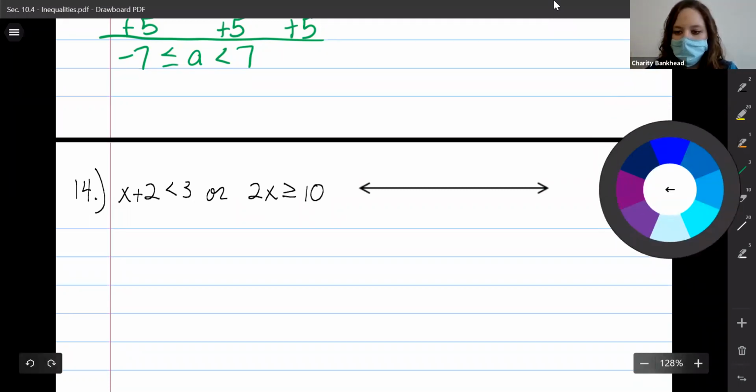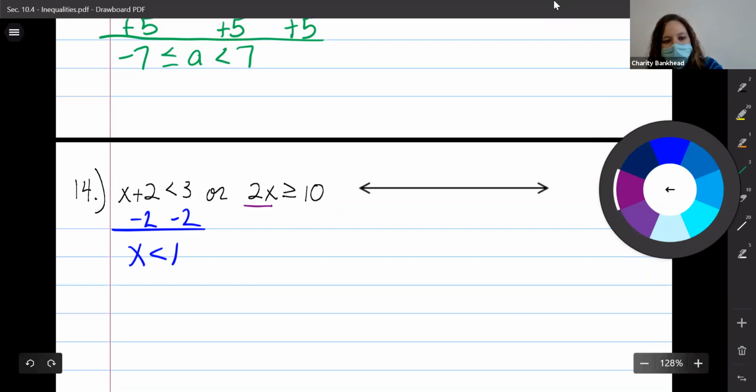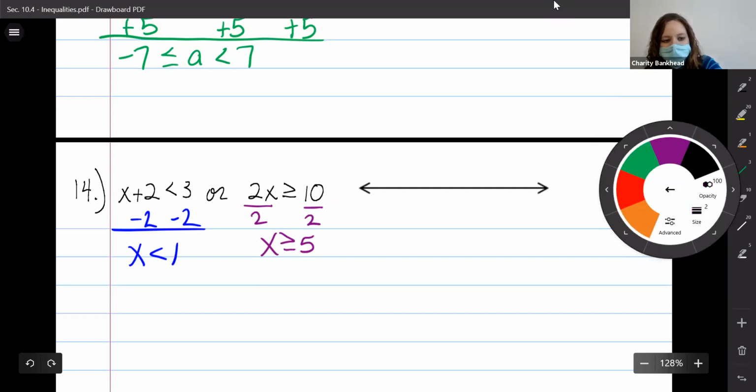So, all right, subtract 2 from both sides and get x is less than 1. And then on the other one, divide both sides by 2 and get x is greater than or equal to 5. So we have x is less than 1 or x is greater than or equal to 5.